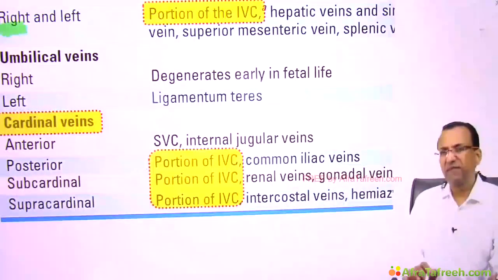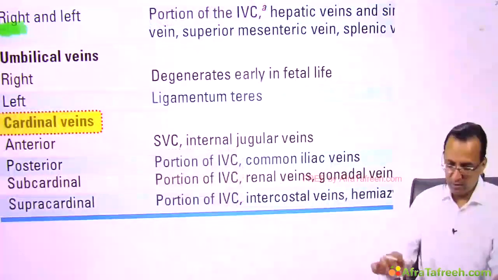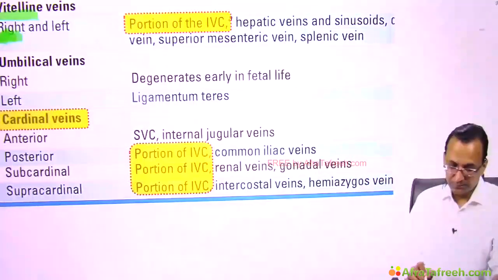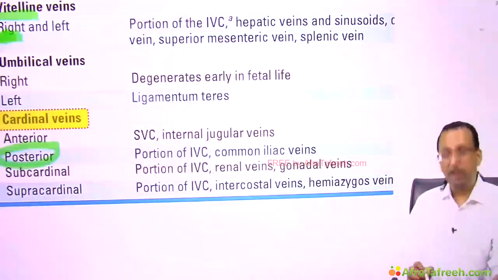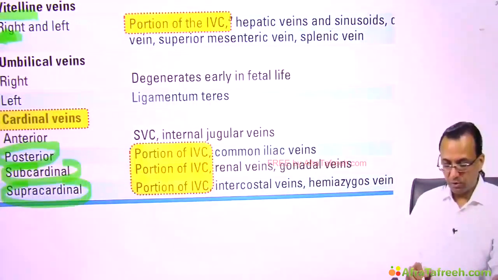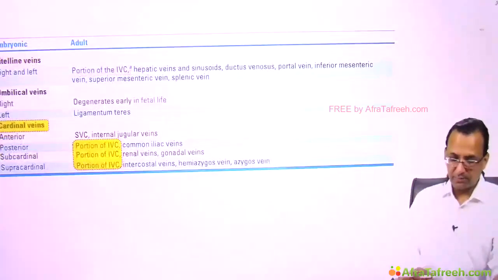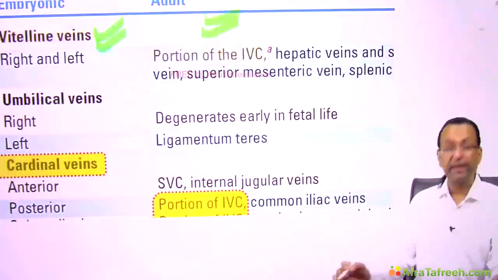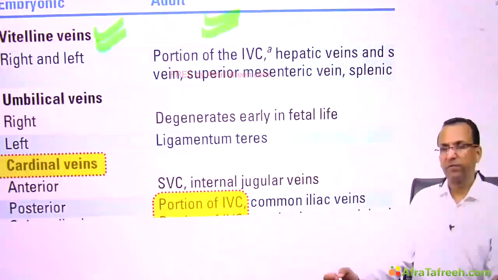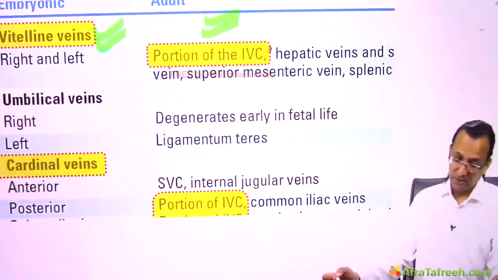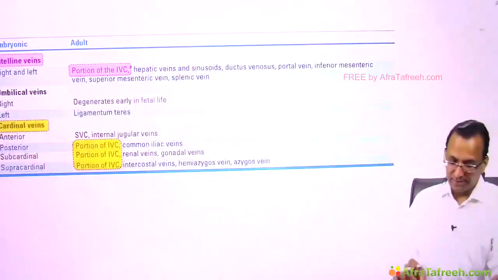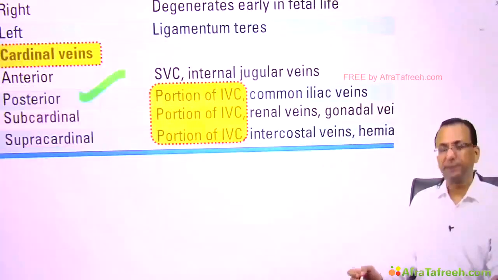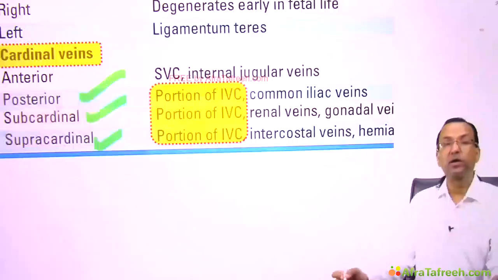Right-sided, because you know IVC is right-sided. Right-sided vitelline vein and right-sided posterior cardinal vein and the subcardinal and supracardinal also. Oh, so there is a right-sided vitelline vein which will form the hepatic portion of inferior vena cava? Yes. Then there is the posterior cardinal vein which is contributing to inferior vena cava. Yes, along with that there are subcardinal and supracardinal also.